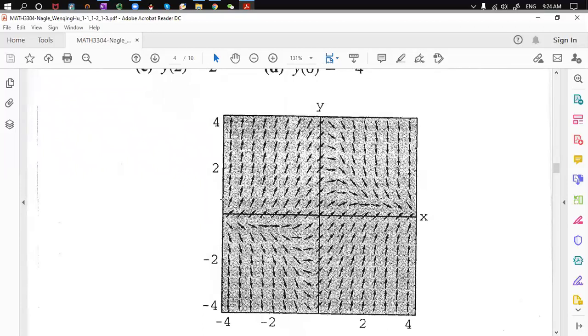Okay, so now with this slope field at hand, we want to see how we solve differential equations.